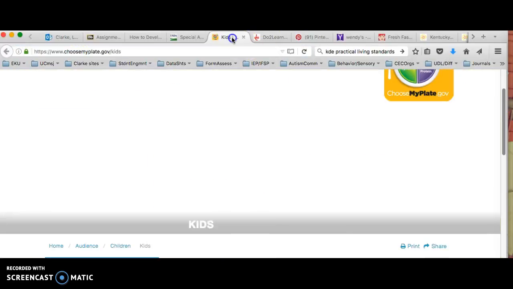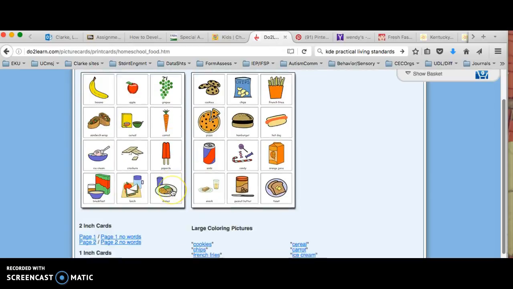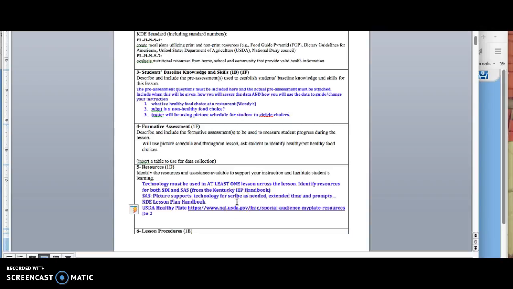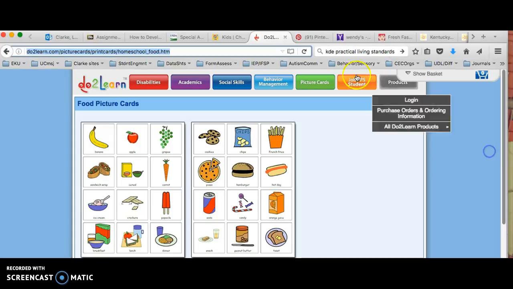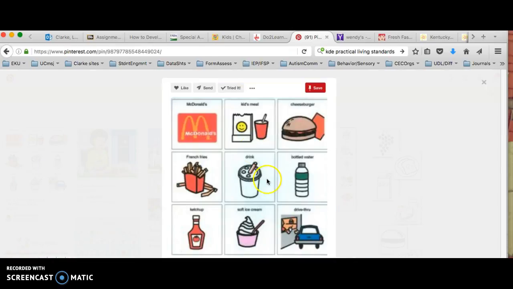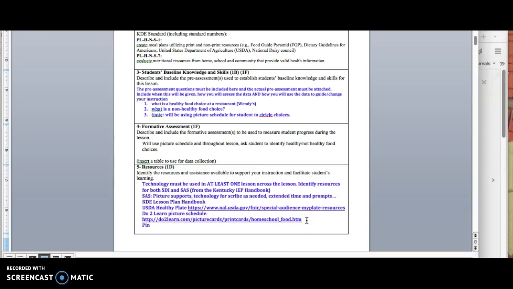Then the other things that I'm going to use, here was the My Plate, and I'm going to pull a game and an activity, and then there's also a video I want to use. So I'm going to link all of those things in. I went to DoToLearn because they have some great picture schedules. So I'm going to use the DoToLearn picture schedule. And link that in. So I also went to Pinterest because they have some really good menus. So I pulled some menus off of Pinterest, and we're looking at Wendy's, but I also wanted my student to think about other restaurants, and they like McDonald's. So I'm going to do Pinterest McDonald's menu.